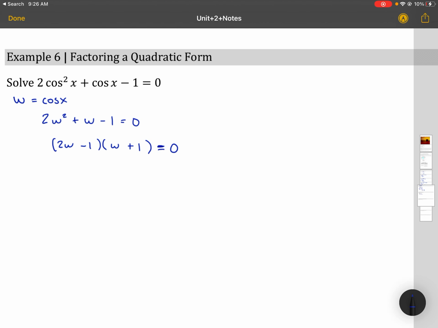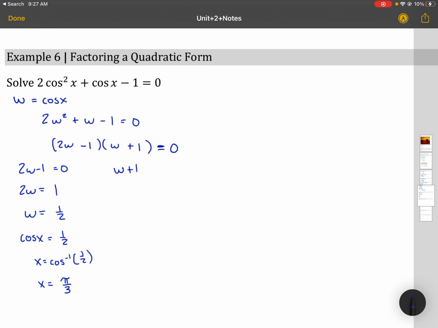Now, if you want, you can go back and replace, so we'll solve this all the way out. So 2w minus 1 equals 0 implies that 2w equals 1, which implies that w equals a half. So remember, w, we made cosine x, so that's saying cosine x equals a half. So x is equal to cosine inverse of a half. And that's going to mean that, on the cosine inverse defined on the interval 0 to pi, x is equal to pi divided by 3.